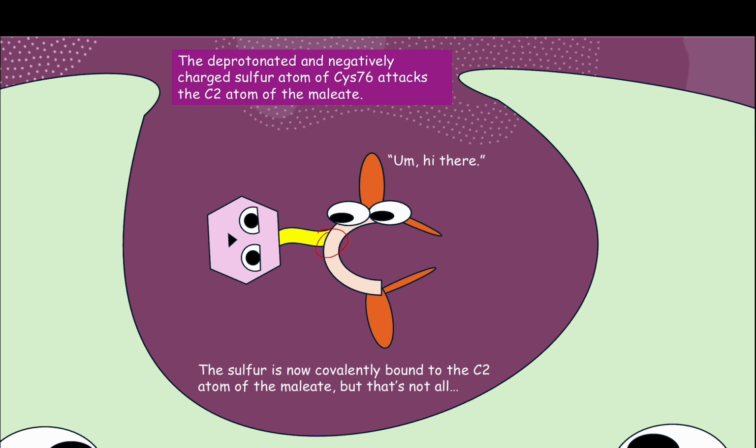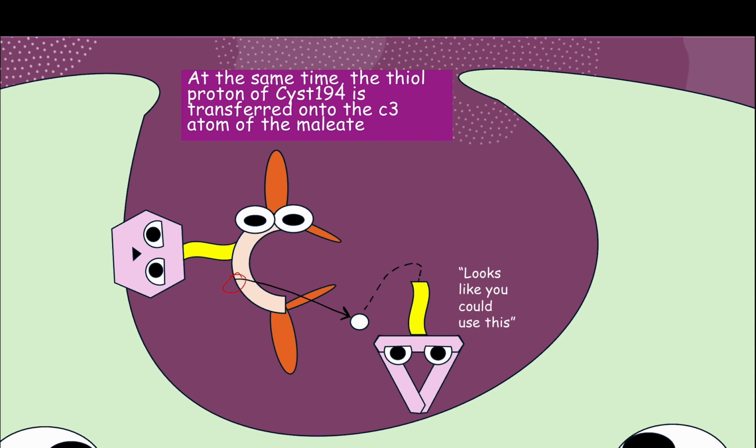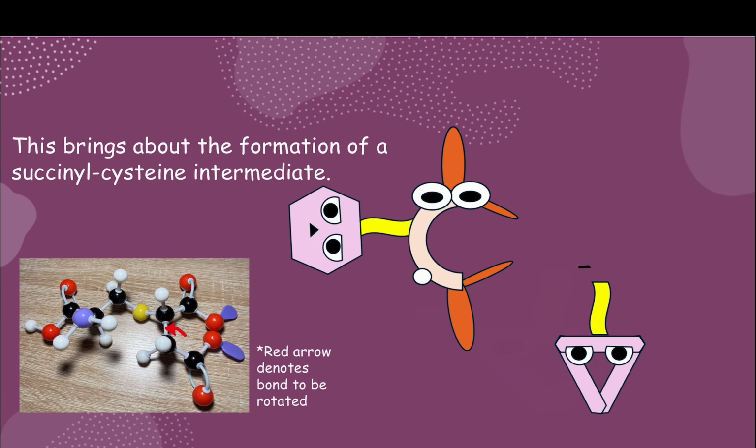The deprotonated and negatively charged sulfur atom of cysteine 76 attacks the C2 atom of the malleate. The sulfur is now covalently bound to the C2 atom of the malleate, but that is not all. At the same time, the thiol proton of cysteine 194 is transferred onto the C3 atom of the malleate. This proton is going to go right here to the C3 carbon. These two actions bring about the formation of a cysteine intermediate.